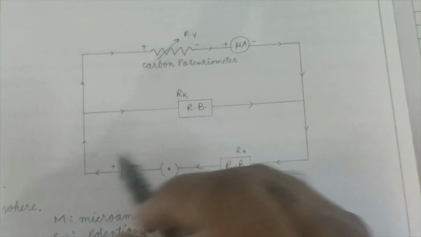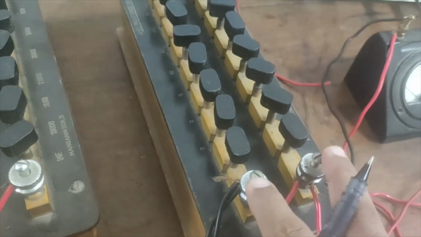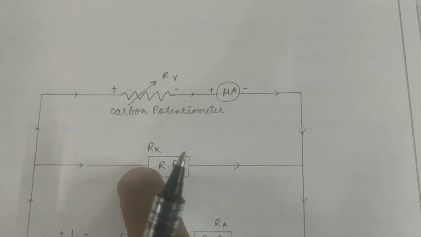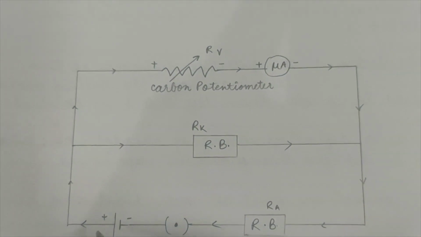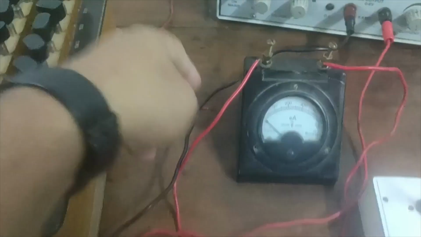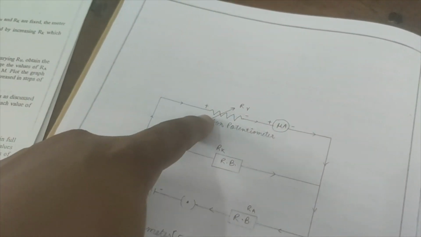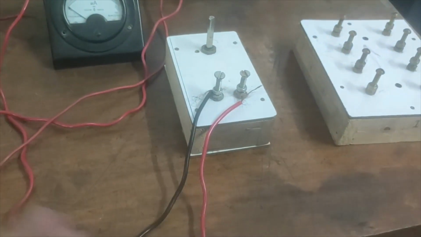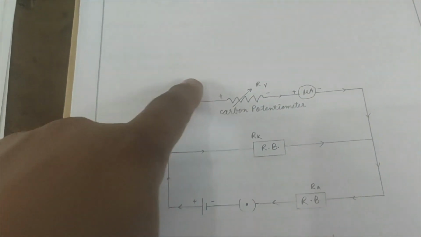So you can see how to connect the circuit. Each resistance box has two terminals. You can see the wire coming from one terminal of the resistance box goes to the positive of the battery eliminator, and the other goes to the positive of the carbon potentiometer. So this part is done.